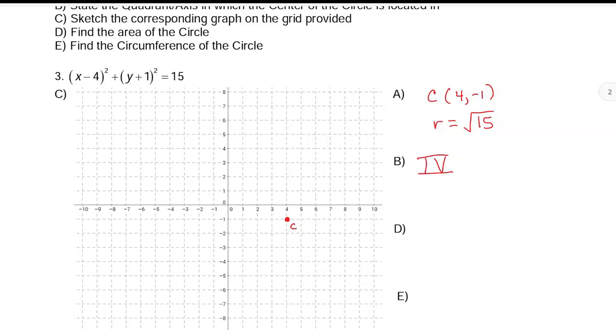The square root of 15 is really close to the square root of 16. Square root of 16 is 4. So that means the square root of 15 is just under 4. So I'm going to go up 4 units and then come back just a little bit. Then I'm going to go to the left 4 units but come back just a little bit. So it's just under 4.